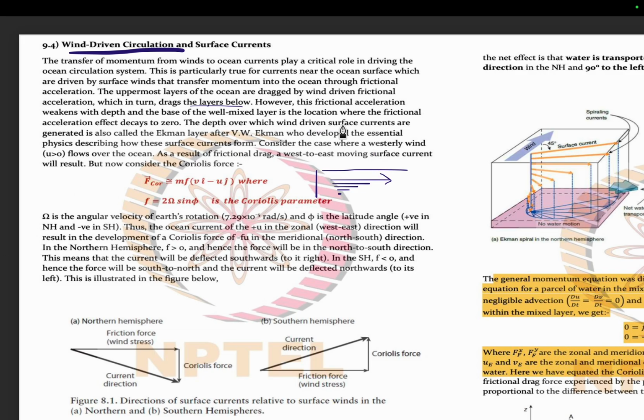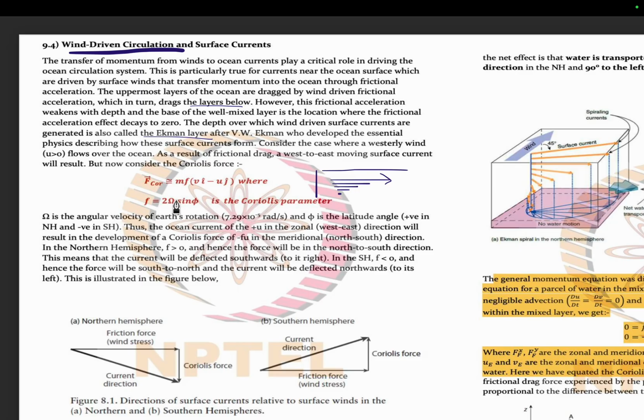The depth over which wind-driven surface currents are generated is known as the Ekman layer, after V.W. Ekman, who developed the essential physics describing how surface currents form in the ocean. Consider the case where the westerly wind, blowing from west to east, has zonal velocity u greater than 0 over the ocean. As a result of the frictional drag, a west to east moving surface current will result.